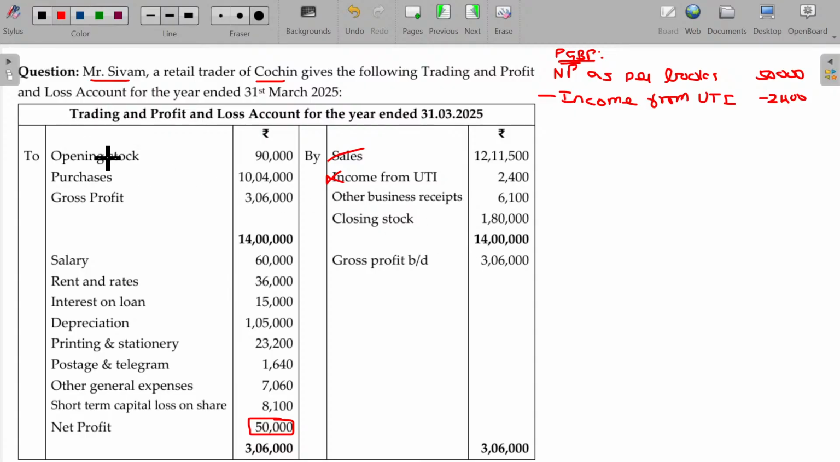On the debit side, what happens? Opening stock, purchases, gross profit, sales, salary, rent, interest on loan, okay. Depreciation, printing and stationery, other general expenses. Short-term capital loss on shares is a part of short-term capital gain or capital gains, so it should be removed. If I remove it, profit will increase. Short-term capital gain or loss, in this case it's a loss. Loss should be added back. Clear?